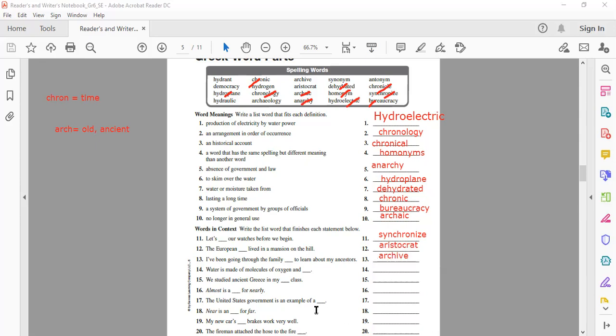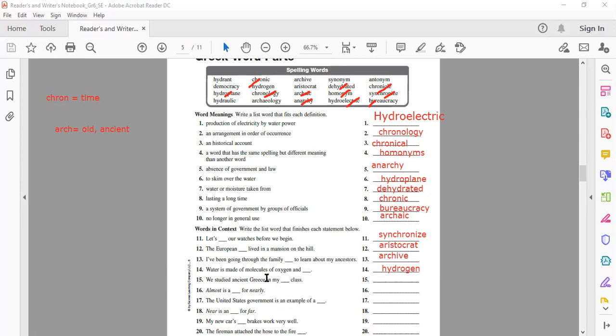Excellent. Water is made of molecules of oxygen and hydrogen. Oxygen and hydrogen.